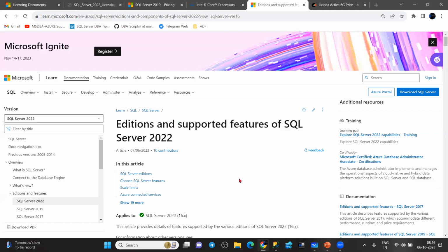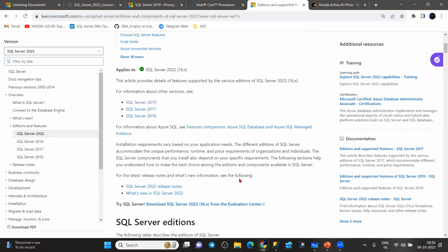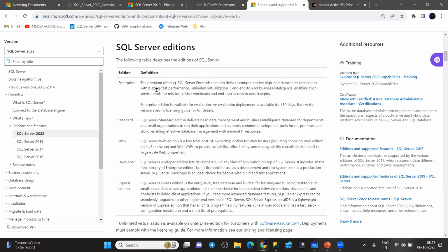Like with the bike example, SQL Server also contains editions. What are the editions? Enterprise edition, standard edition, web edition, developer edition, express edition, and evaluation edition, which we are using on your laptops. Evaluation edition is a free trial for 6 months. Developer edition is also free. Here, majorly the standard and enterprise editions are a little bit costly. We will see all that license cost.